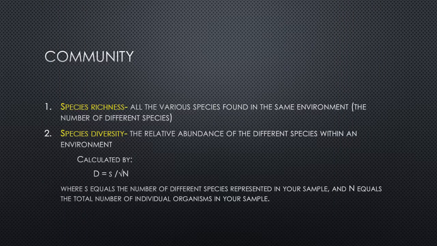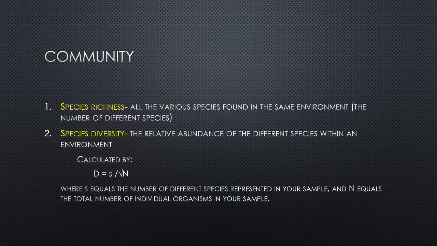Okay, let's talk about a community. Within the community, we look at two different factors. One is species richness and one is species diversity. So the species richness is basically all the various species found in the same environment, the number of different types of species that you have. If we had a cow, a cat, a dog, a person, and a frog, the species richness would be 5, because it's 5 different types of species.